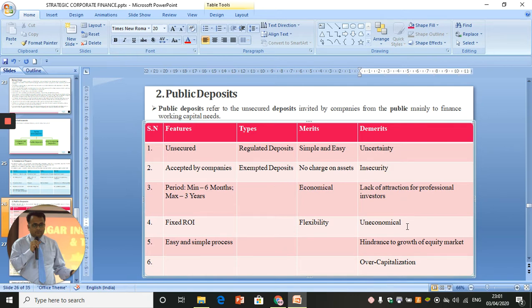Then uneconomical, and a hindrance to growth of equity market, because if companies start taking deposits directly from the public, then they won't go for the equity market. They'll rely more on the debt part, because nobody wants to share the ownership of the company. Then over capitalization: because it is an easier method, companies over capitalize themselves. They unnecessarily take loans from the people, and that is not recommendable.